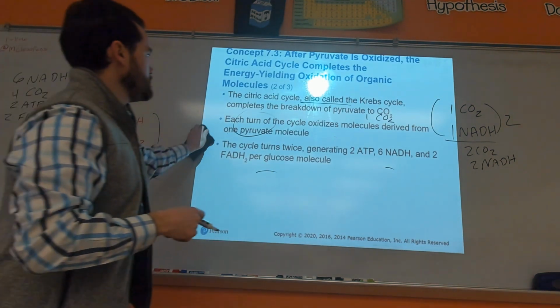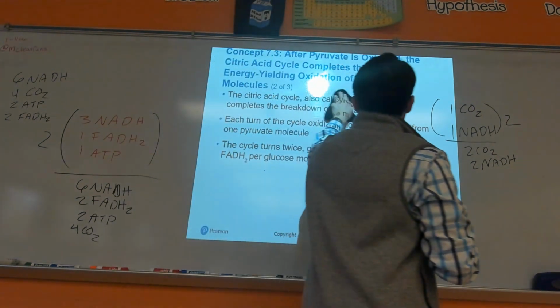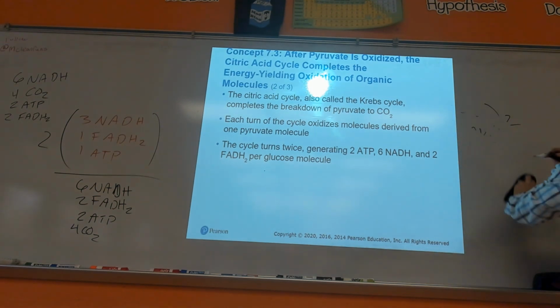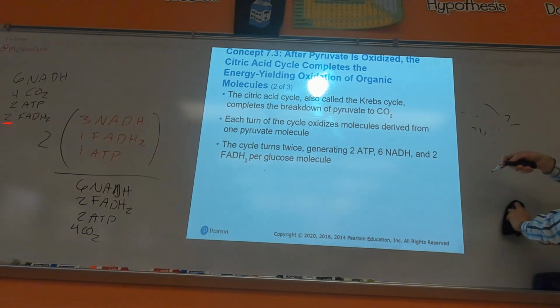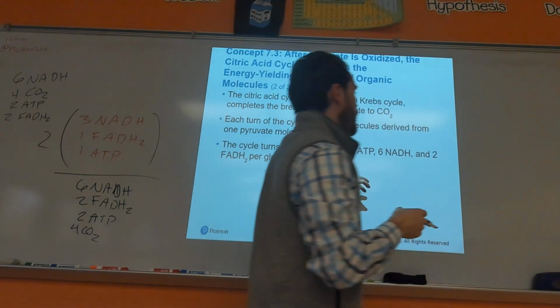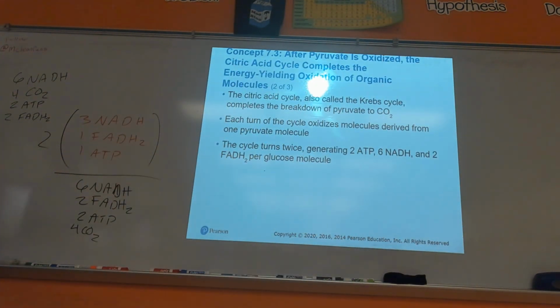Keep in mind, this is all oxidation. We're creating these NADHs and the FADH2. They are electron carriers. The main goal is to take our carbon sugar and keep oxidizing, keep removing those electrons to attach them to the NADH and the FADH2, and then those are what are going to get sent to the electron transport chain.